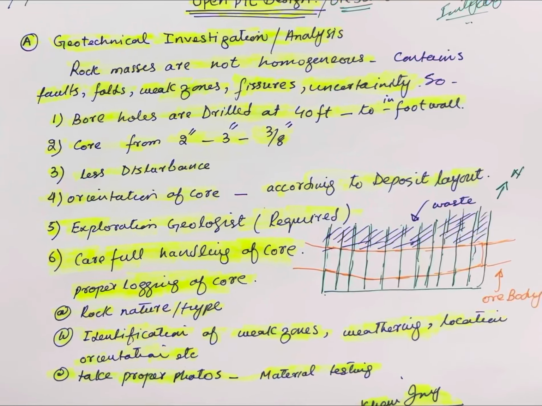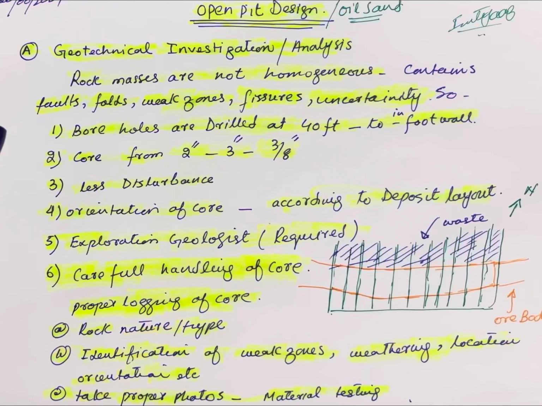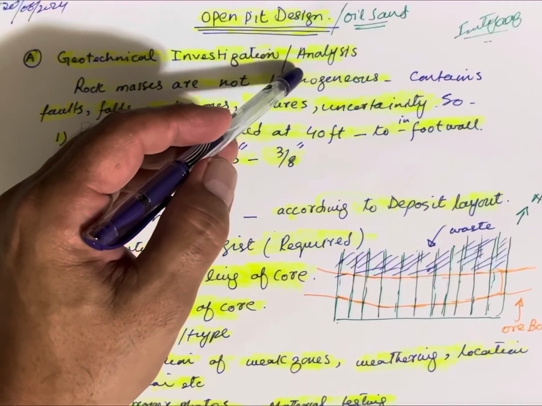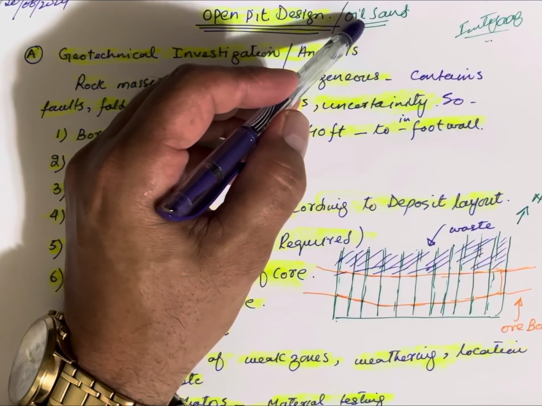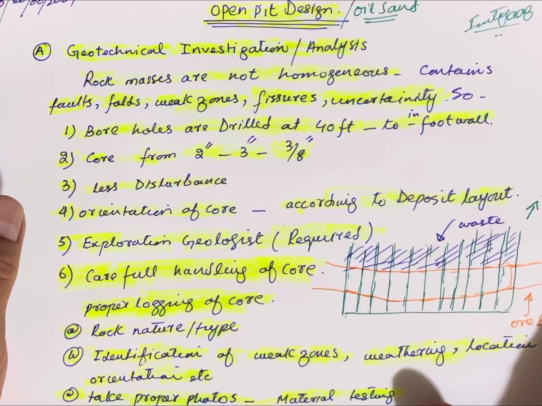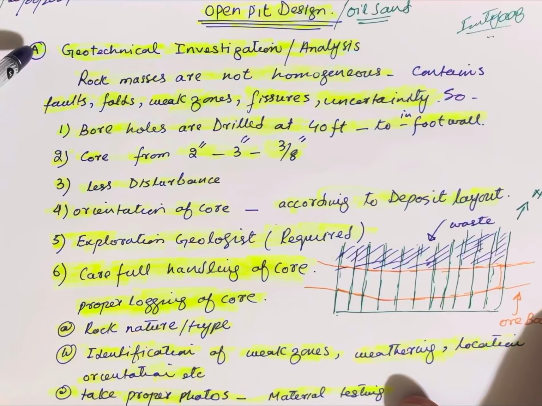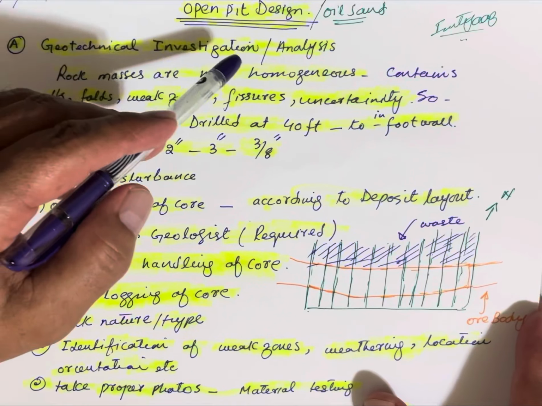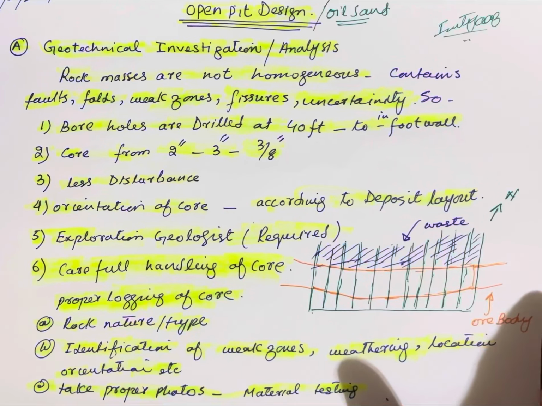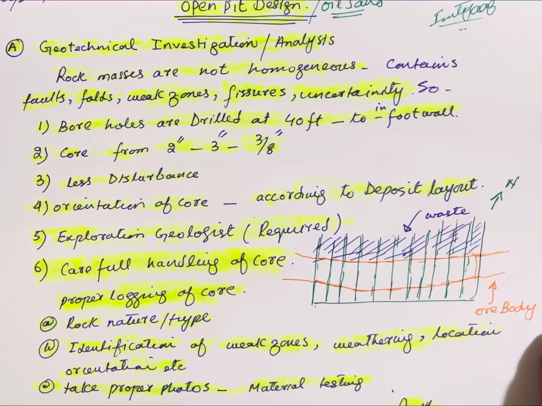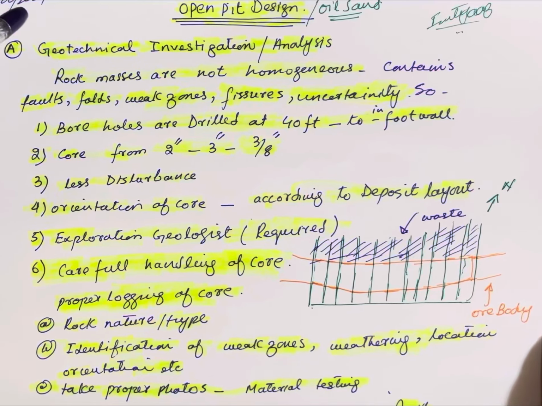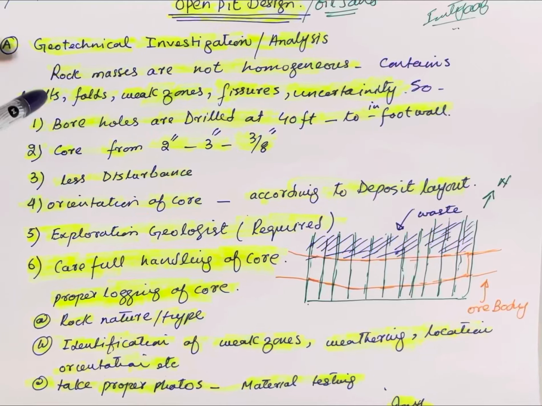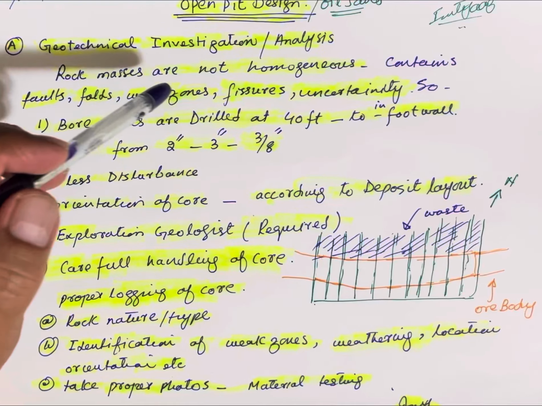Today this is the open pit design. After planning, the next step is the designing. Our topic is mainly oil sand, but it's equally applicable to all areas. The first thing big companies do is the geotechnical investigation and analysis. Geo means earth, and technical means the technical behavior of the earth surface where we are working. So it's called geotechnical investigation.